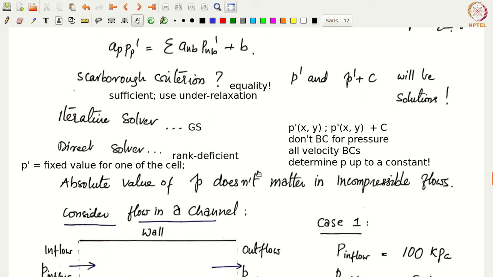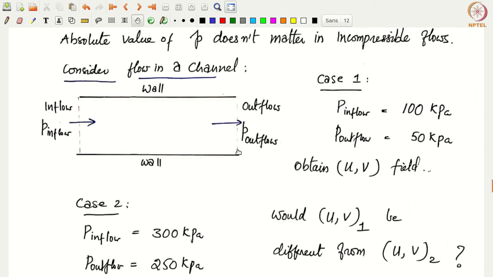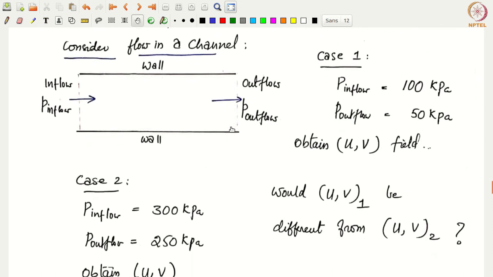All right, now let us take some examples and see why we say that only the pressure gradient matters. Let's consider a channel flow. Basically we have two walls, one on the top, one on the bottom. The flow is coming from the left. We have an inflow and an outflow. Let's say we are now talking about a different problem, not velocity boundary conditions but pressure boundary conditions, both at the inflow and at the outflow.